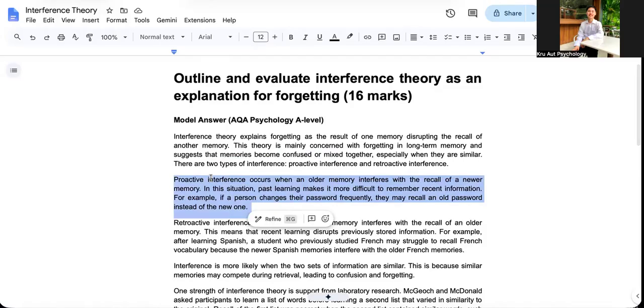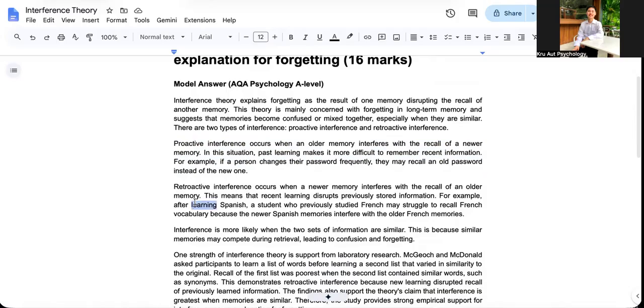But let's look at the two types of interference, starting with proactive interference. Proactive interference occurs when an older memory interferes with the recall of a newer memory. In this situation, past learning makes it more difficult to remember recent information. For example, if a person changes their password frequently, they may recall an old password instead of the new one. So think of pro as moving forward and retro as moving backwards. That's why proactive interference is when older information makes newer information more difficult to recall. And retro is backwards, so this is the opposite.